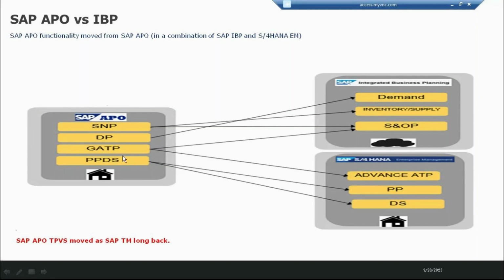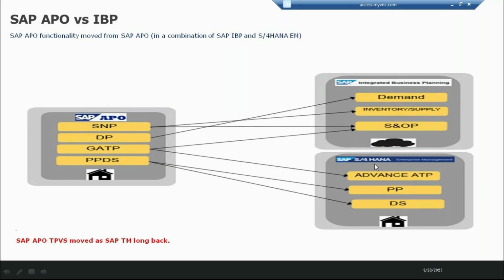In APO, there are other modules, GATP and PPDS. These are more into execution. Now SAP IBP is a planning tool, and these are more into the execution. So that is the reason they added these two modules into SAP S/4HANA.